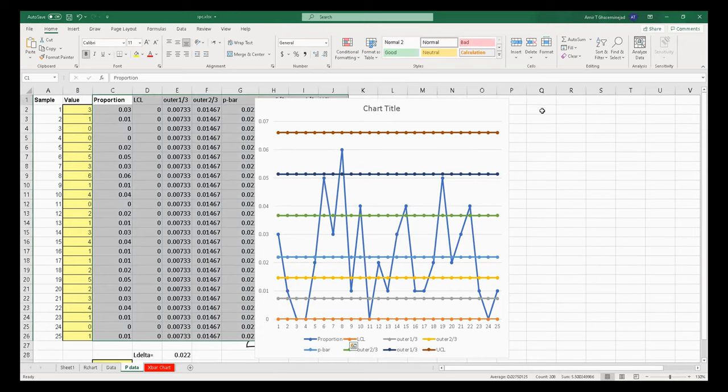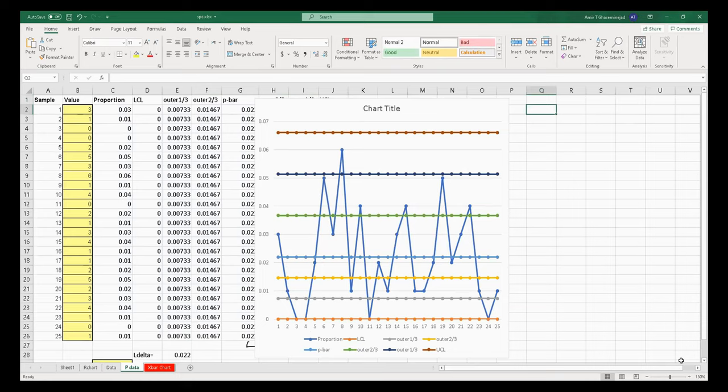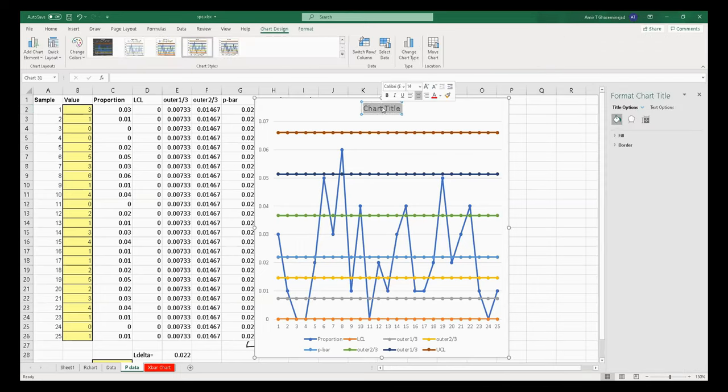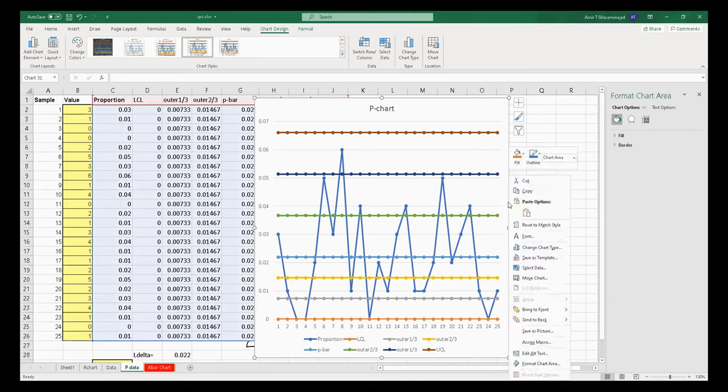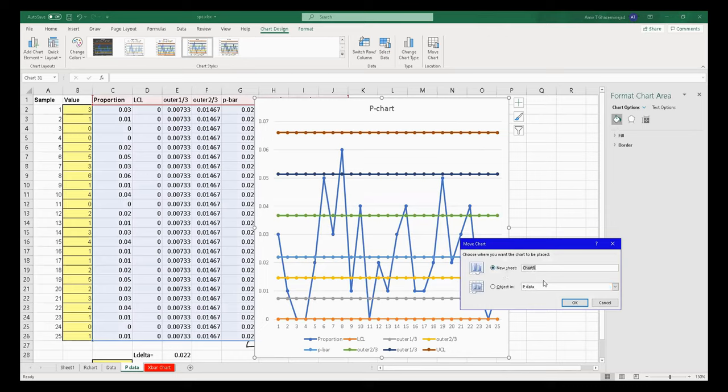Okay, so one by one, please read the rules and let us make a judgment. Obviously, none of the points is out of control limits. And this is a P chart. Move this P chart to another page. We move it to a new page called P chart.